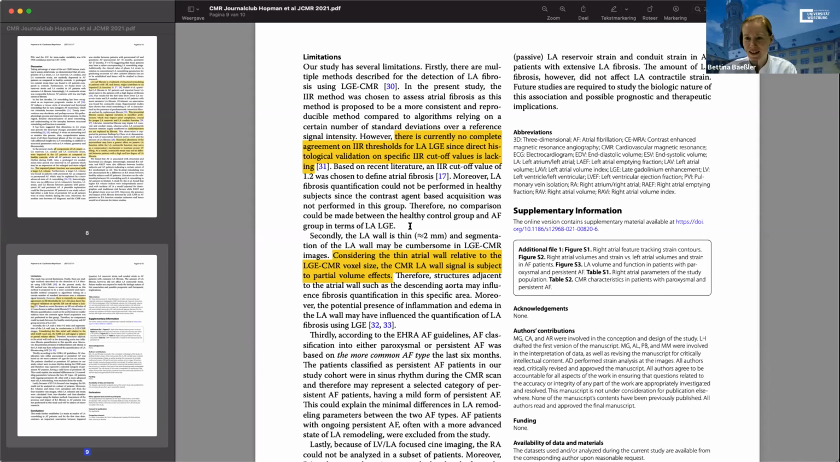So yeah, there is one last question in the chat, again from Dana Peters. She says, I think the LGE enhancement cutoff of 1.2 might include too much normal tissue, but I agree that the optimal cutoff is not agreed upon and is probably patient specific. Did you look at other cutoffs?